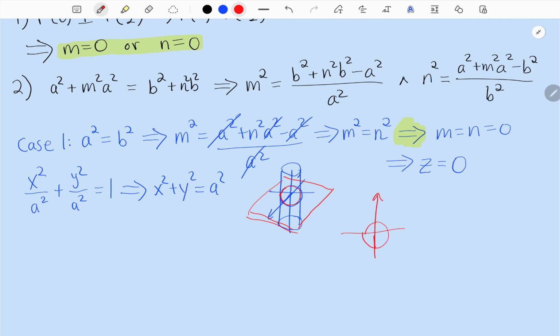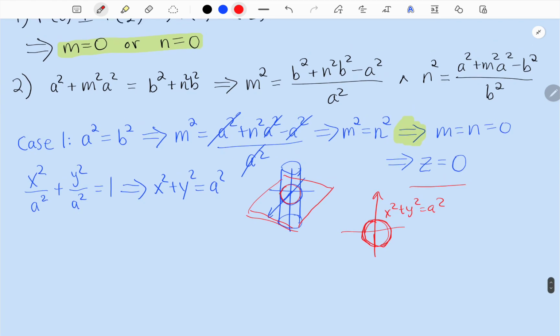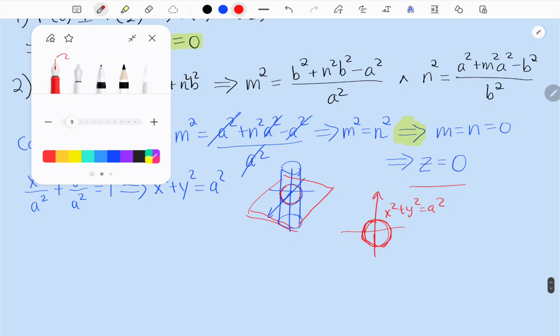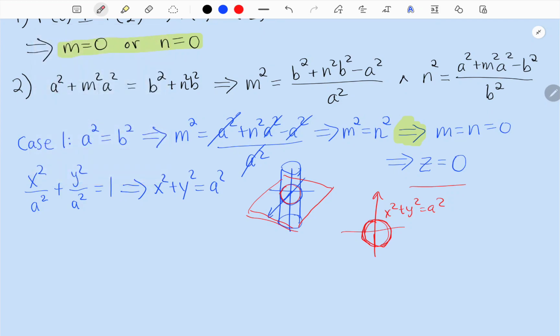Like that. Because this is already x squared plus y squared is equal to a squared, right? The horizontal cross-section of this cylinder is already a nice circle. So that's why z is equal to 0. That makes sense. That's very cool. Okay. So that's for this case. If a squared is equal to b squared, then the plane is just z is equal to 0. It's just the xy plane.